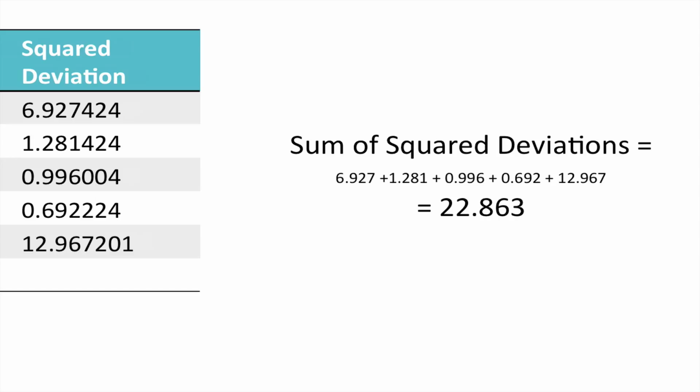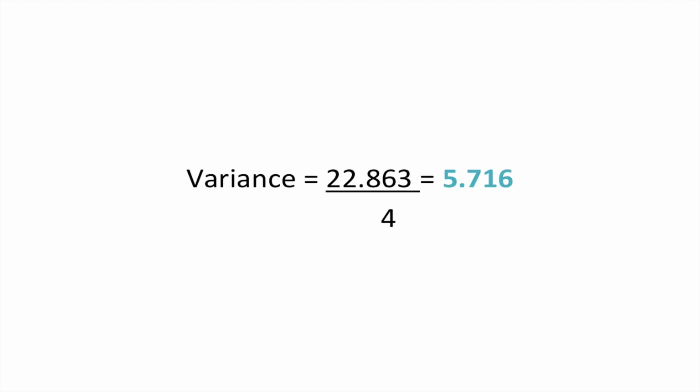how much on average each score deviates from the mean. So this isn't an average. This is the total amount of deviation. So just like any average, to get the variance, what we're going to do is take our sum of squared deviations and divide it by one less than the number of people we've got. And you remember we had 5 scores.